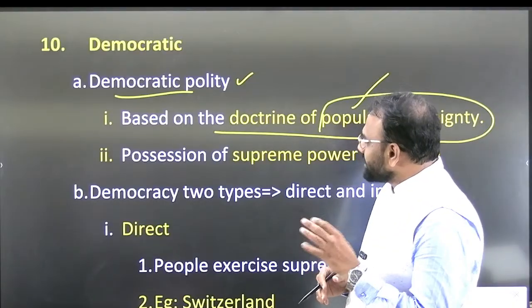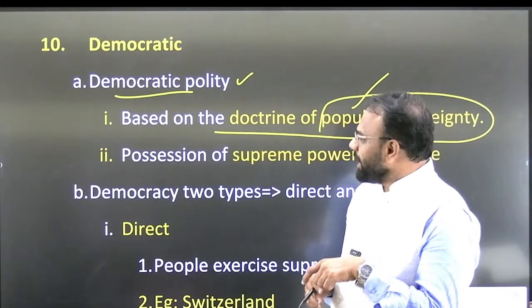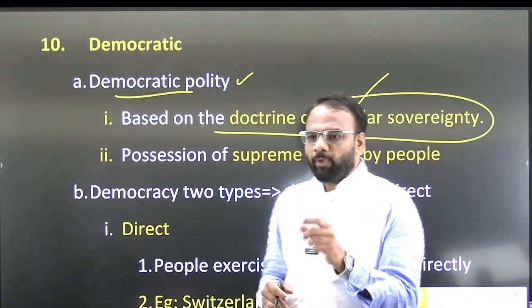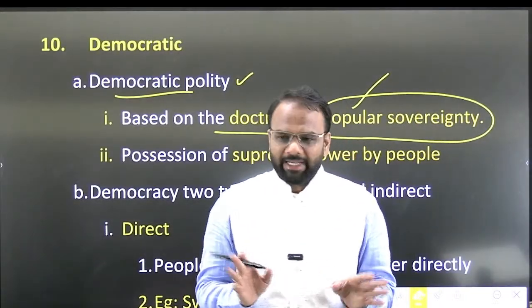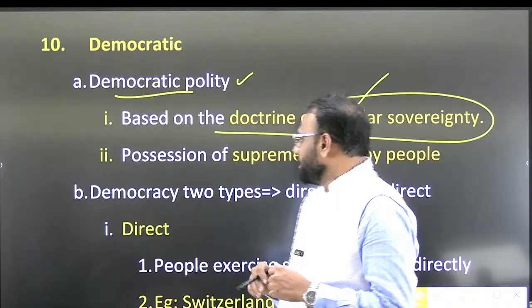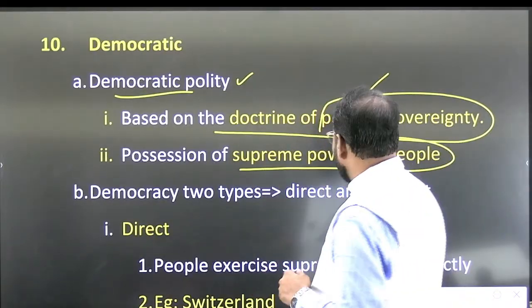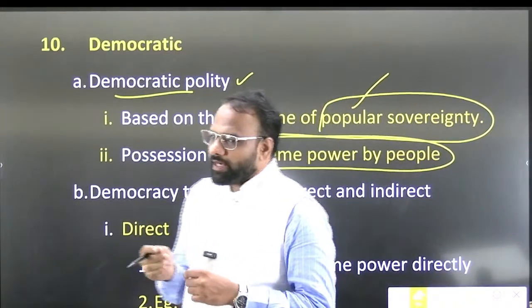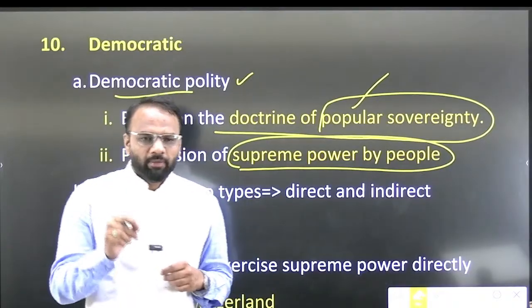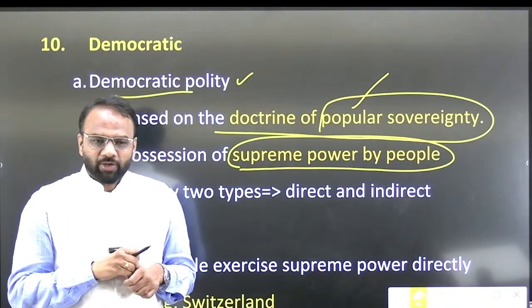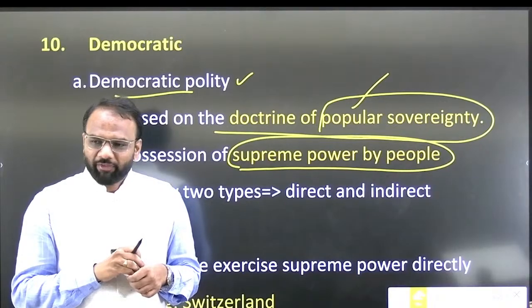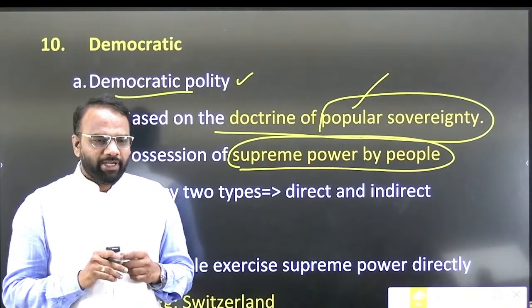Now in the examination, they may ask you, which word in the preamble indicates the doctrine of popular sovereignty? Democratic. Okay. Democratic: possession of supreme power by the people. In India, supreme power is possessed by whom? President, Prime Minister, Council of Ministers, Constitution, or people of India? People of India.